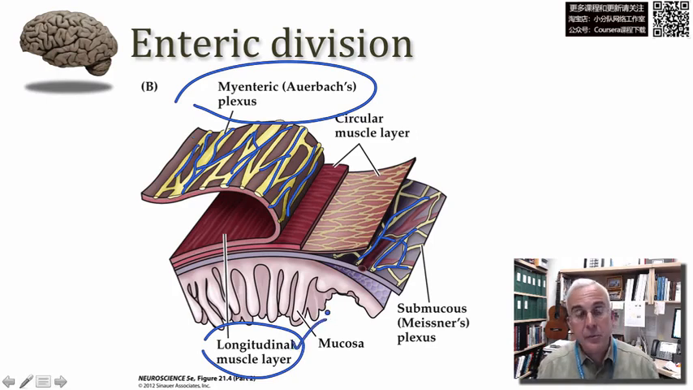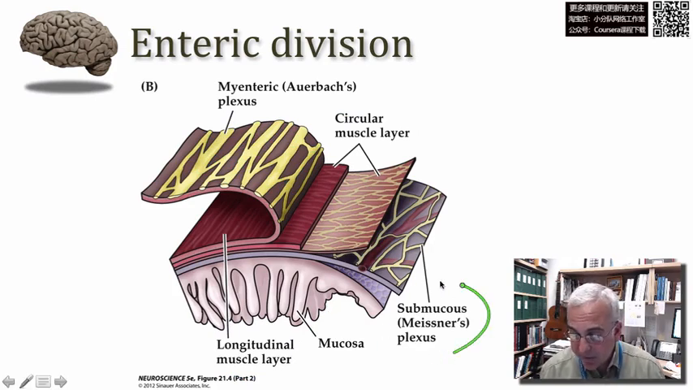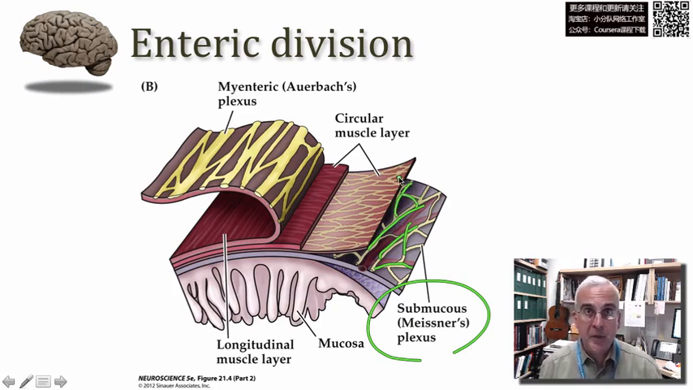Well, there is a deeper plexus, and this plexus is found in close association with the mucosa that lines the gastrointestinal system. This is called the submucous plexus. And this submucous plexus, also known as Meissner's plexus, is a network of neurons that coordinates the secretions of the various glands that are very important in mediating digestion within the gastrointestinal system. Now, these two networks of neurons can function in a semi-autonomous way.